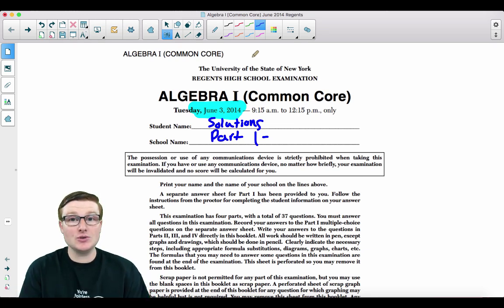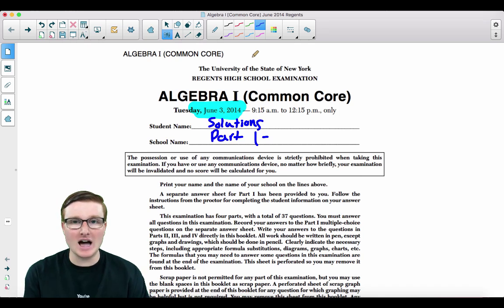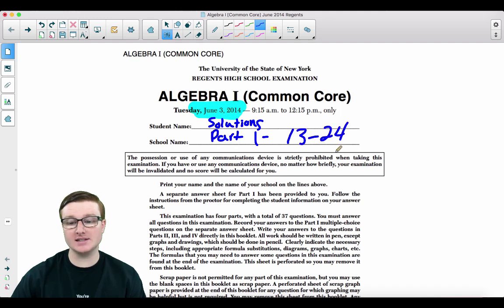This is the June 2014 Algebra 1 Common Core exam for New York State. This is going to be part 1, questions 13 through 24. That's the end, the second half of the multiple choice section.